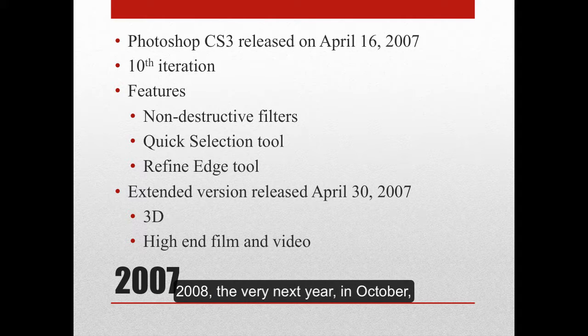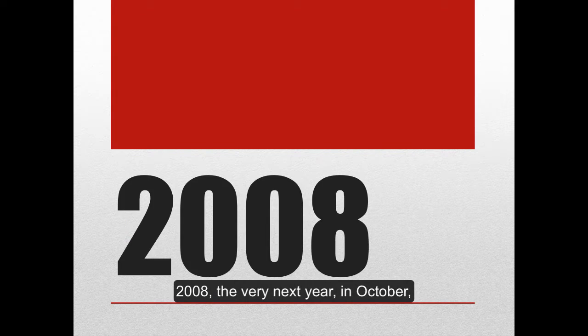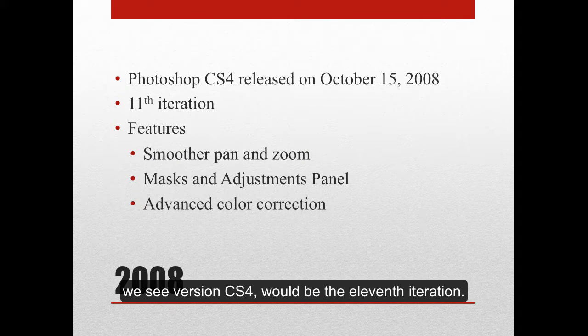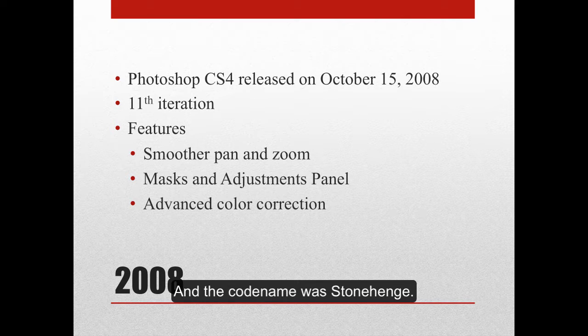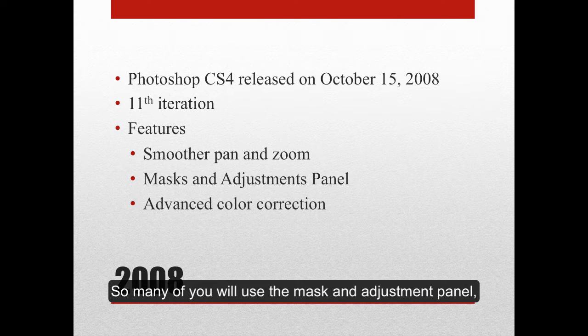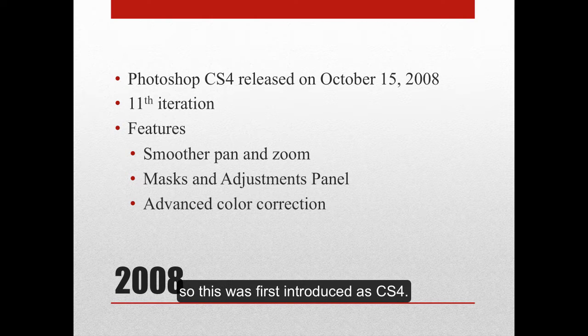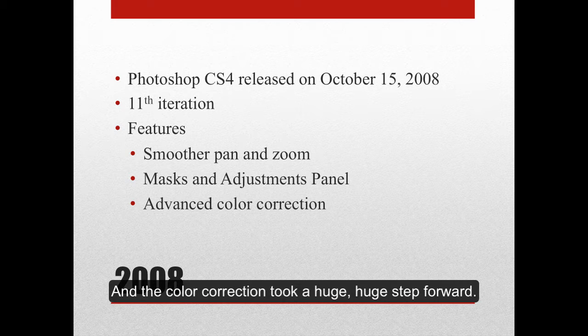2008, the very next year, in October, we see version CS4, which would be the 11th iteration, and the code name was Stonehenge. So on October 15th, we saw this new release. And features of CS4, we had smoother pan and zoom capabilities, masks and adjustment panels was added. So many of you will use the mask and adjustment panel. So this was first introduced as CS4. And then color correction took a huge step forward.